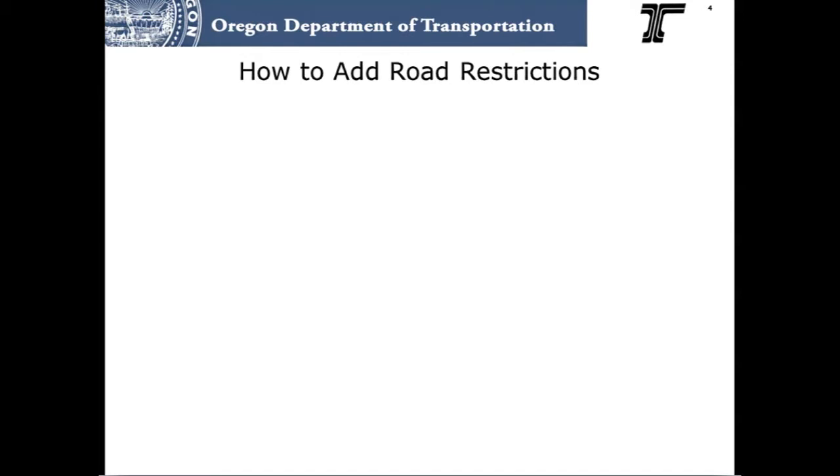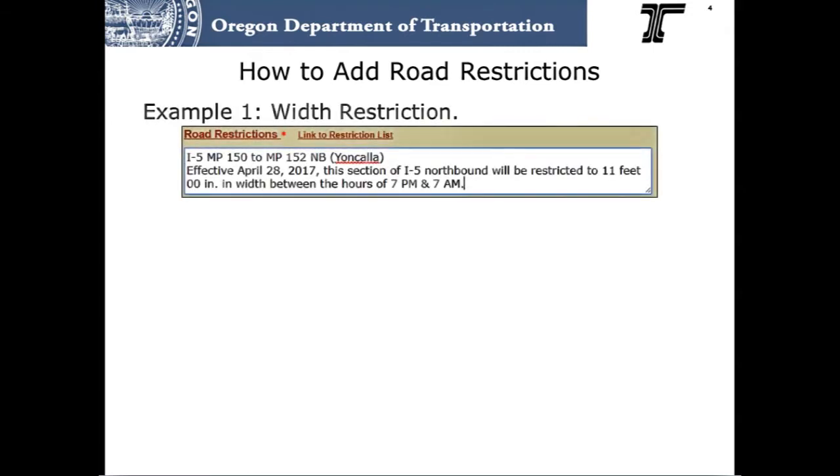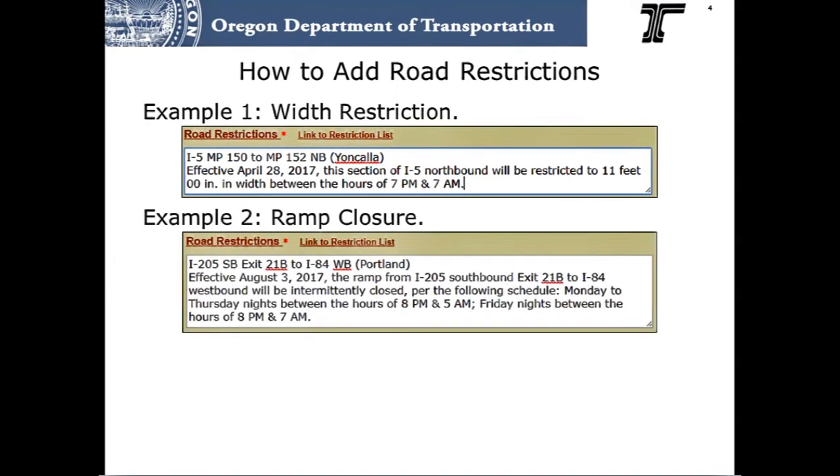The second part of adding a road restriction to a permit is pretty simple. Simply copy and paste the information from the restriction list to the road restrictions field in the application. As you can see, the width restriction and ramp closure examples are pasted into the appropriate screen. Multiple restrictions can be added if needed.